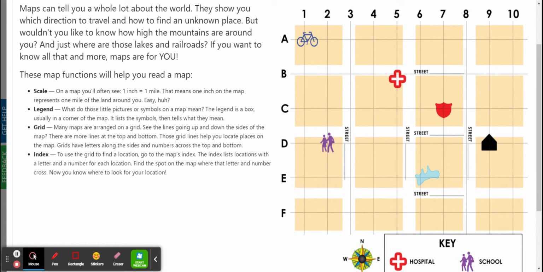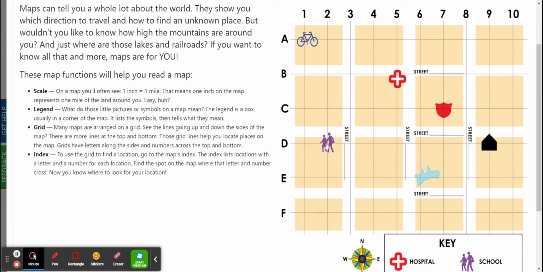Now take a look at the next part. The next part is the grid. Many maps are arranged on a grid. See the lines going up and down the sides of the map, right? There are more lines at the top and bottom. Those grid lines help you locate places on the map. Grids have letters along the sides and numbers across the top and bottom.